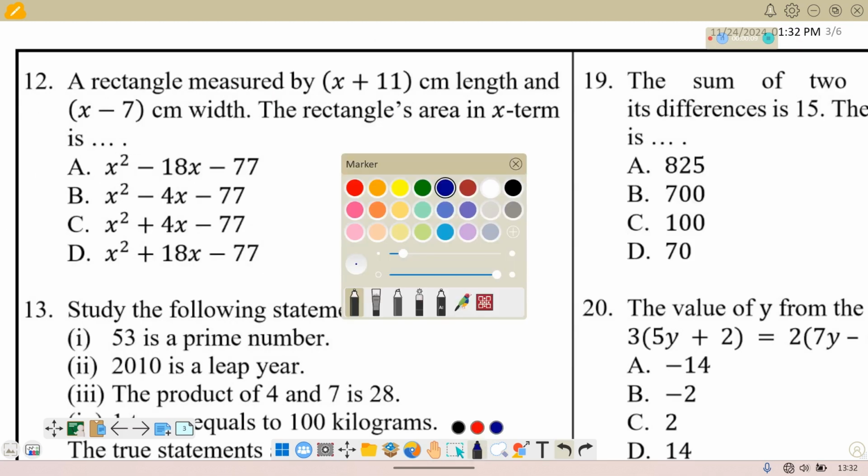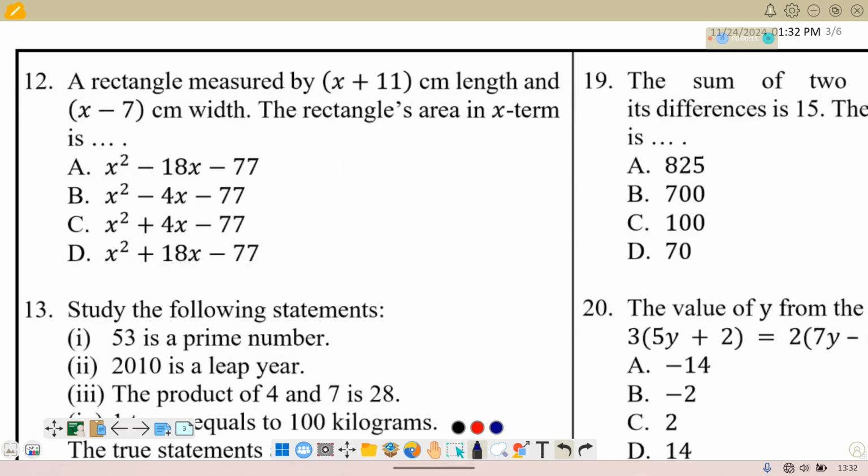Number 12. Wait a minute, we're going to prepare the pen. Number 12. A rectangle measured by x plus 11 centimeters length and x minus 7 centimeters width. The rectangle's area in x term is... Okay, it's so easy. Try to remember how to find the rectangle area. The formula is length times width.